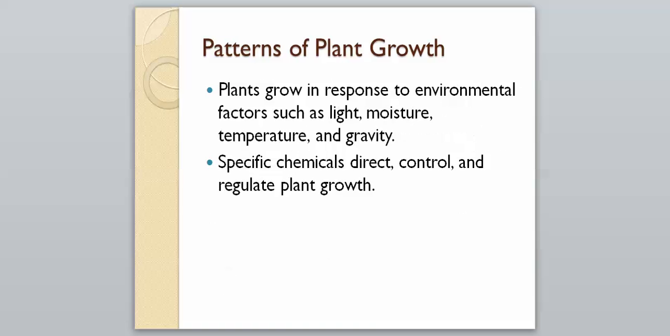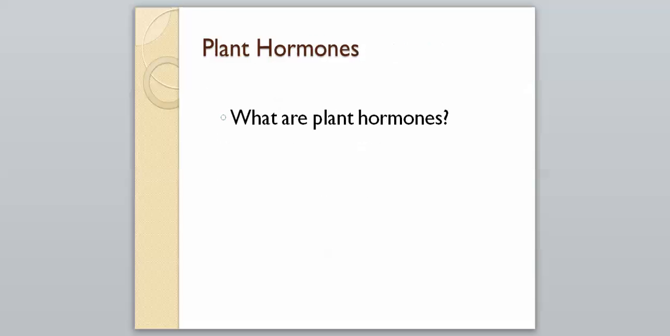Another one is the fact that plants can grow in response to environmental factors such as light, moisture, temperature, and gravity, and then the specific chemicals. There are specific chemicals that will direct, control, and regulate our plant growth in response to all those different things that we just talked about. And these chemicals are known as plant hormones.